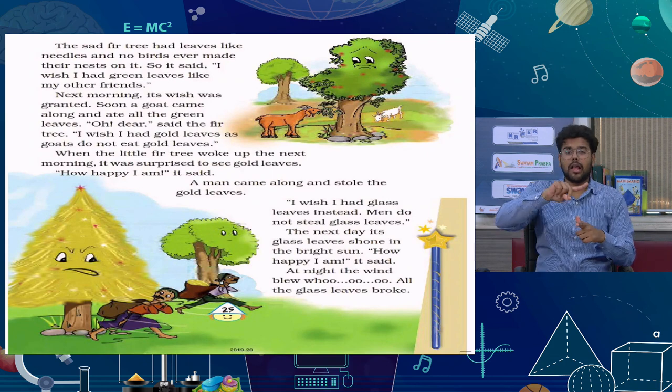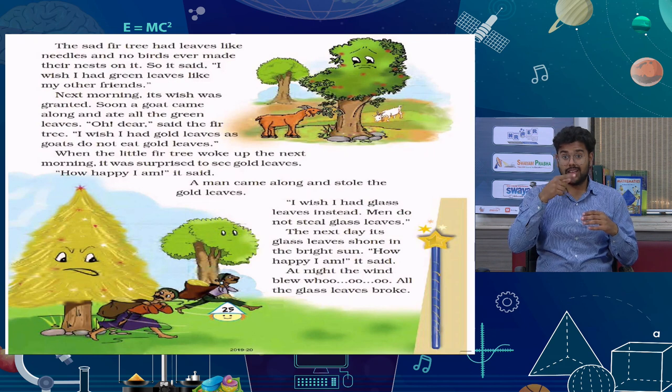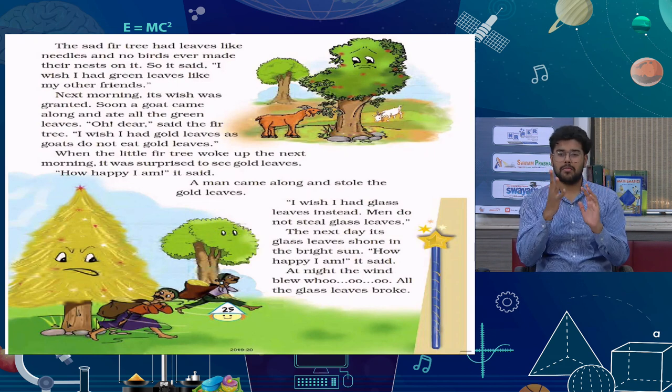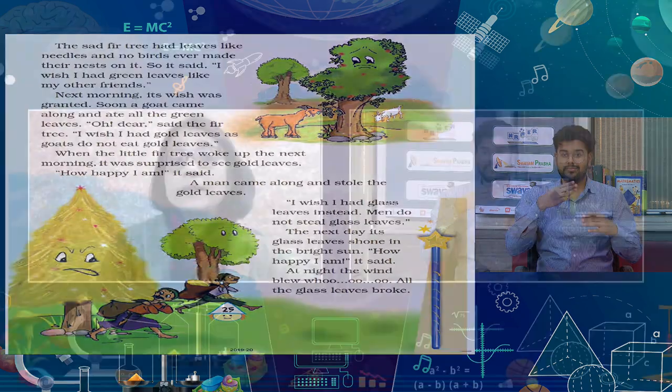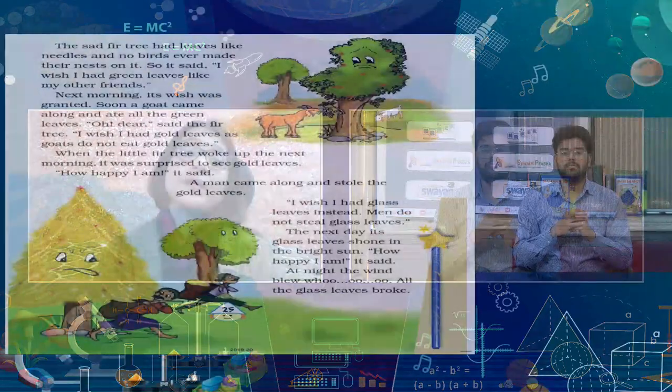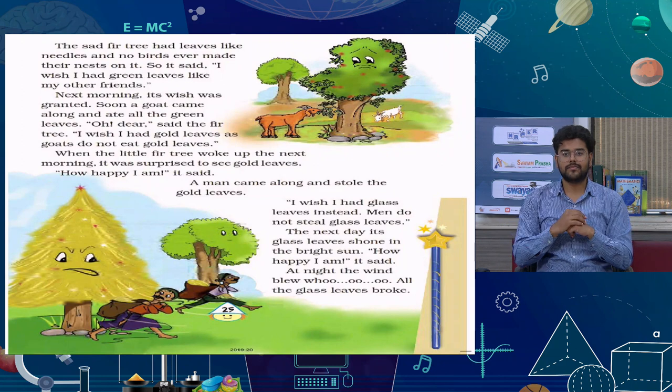Oh dear, said the fir tree, I wish I had gold leaves, as goats do not eat gold leaves. Fir tree ने बोला अच्छा होता अगर मेरे पत्ते ऐसे हरे भरे नहीं होते, सोने के बने होते, क्योंकि अब सोने के पत्ते तो खाते नहीं है गोट्स. The little fir tree woke up the next morning. अगले दिन सुबह जब फिर से fir tree नींद से उठा, he was surprised to see gold leaves.